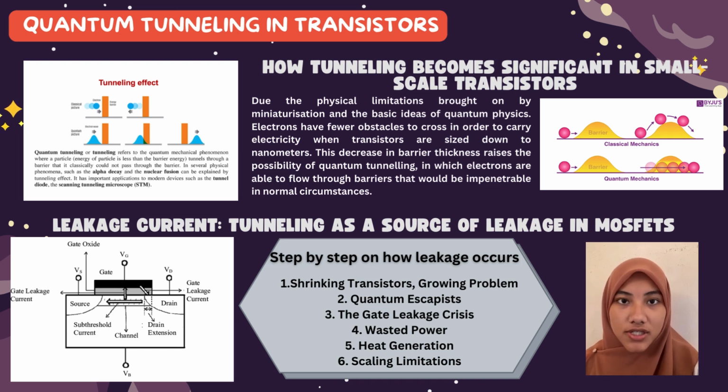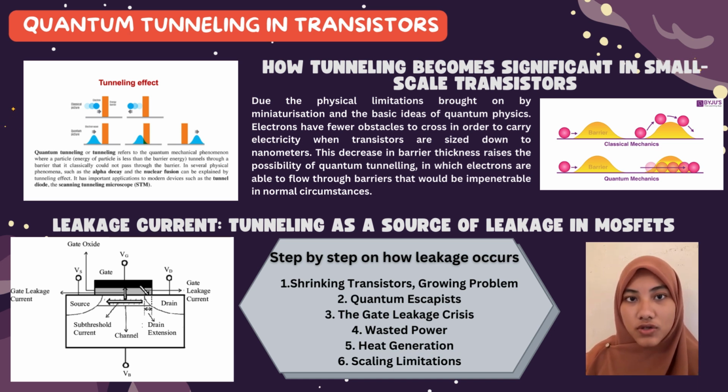Third, gate leakage. This tunneling current through the gate oxide, known as gate leakage, increases dramatically as the oxide thins, leading to the fourth point, wasted power. Leakage current represents a continuous drain on the battery even when the transistor is off, impacting battery life in portable devices. Fifth, heat generation. The flow of leakage current produces heat, potentially leading to overheating and reduced performance. Lastly, scaling limitations. Gate leakage poses a significant obstacle to further miniaturization. There's a limit to how thin the gate oxide can become before leakage becomes uncontrollable.